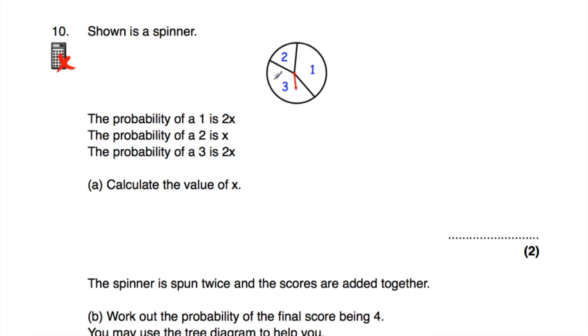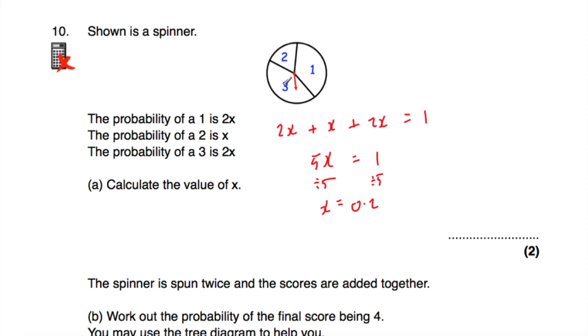Okay, so whenever we spin the spinner, it has to land on either a 1, a 2, or a 3. That means these probabilities will have to add together to be 1, because it's certain that it's going to land on one of these 3 numbers. So 2x plus x plus 2x is equal to 1. Adding together 2x, x, and 2x gives 5x, and that's equal to 1. Now, if we divide both sides by 5, 5x divided by 5 is equal to x, which is what we want to find. And 1 divided by 5 is going to be a fifth, or 0.2.